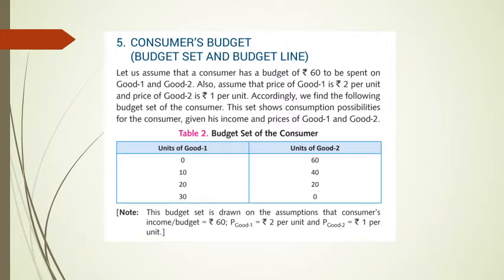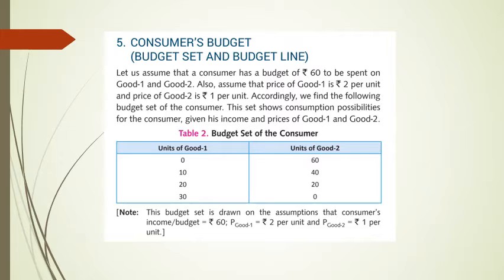Budget set refers to attainable combinations of a set of two goods given prices of goods and income of the consumer. Let us assume that consumer has a budget of rupees 60 to be spent on good 1 and good 2. Also assume that price of good 1 is rupees 2 per unit and price of good 2 is rupees 1 per unit. According to this, the budget set of the consumer is given in the form of table.